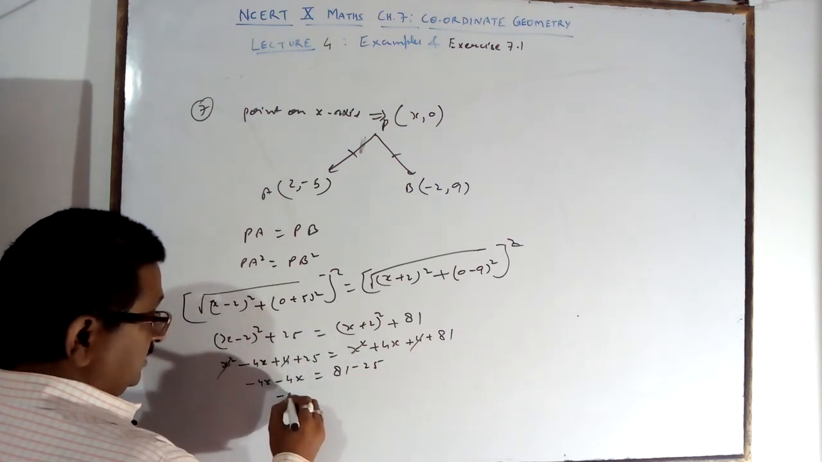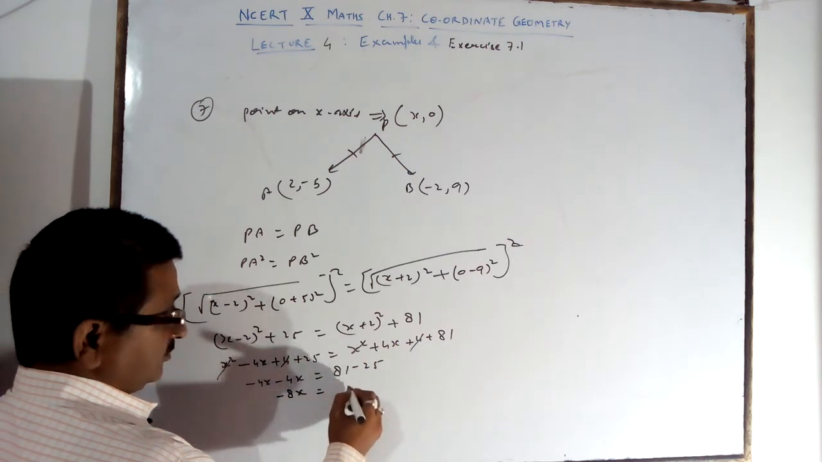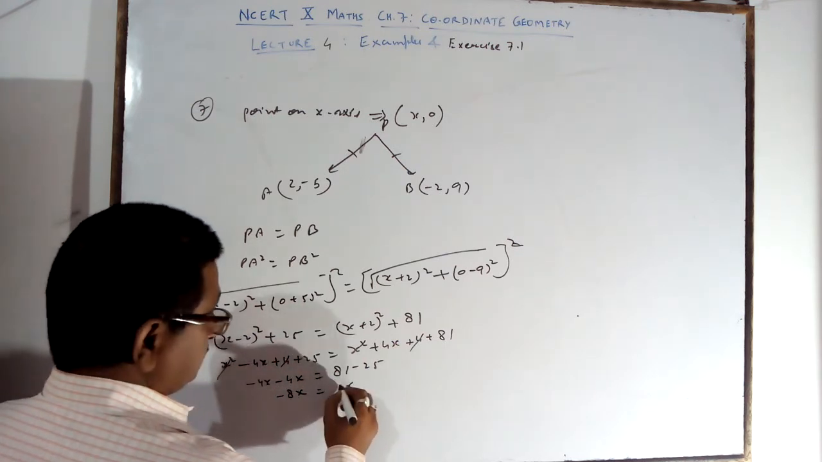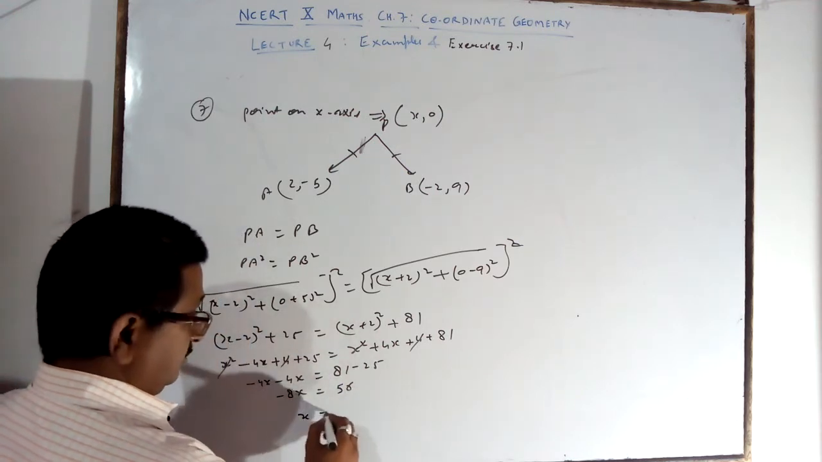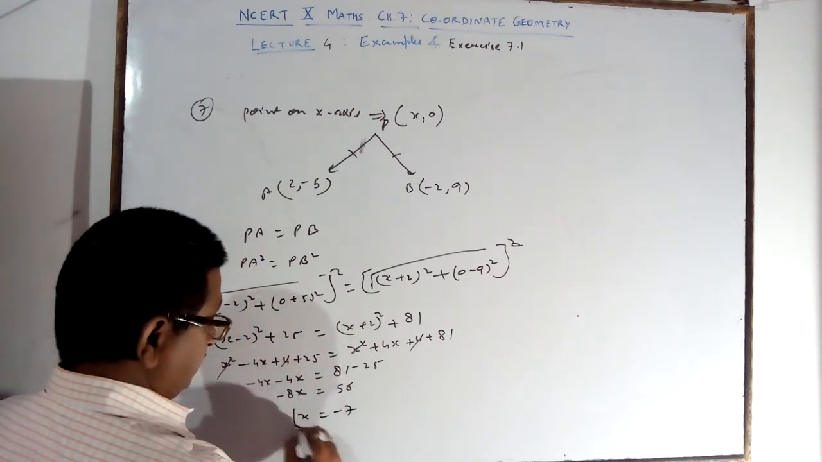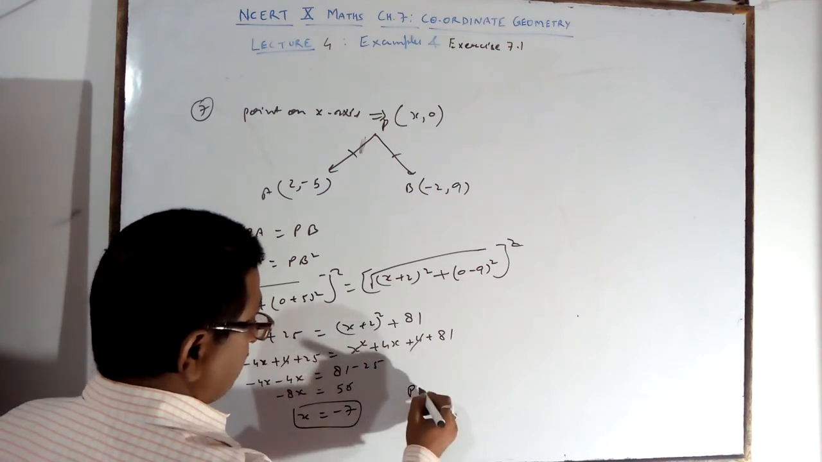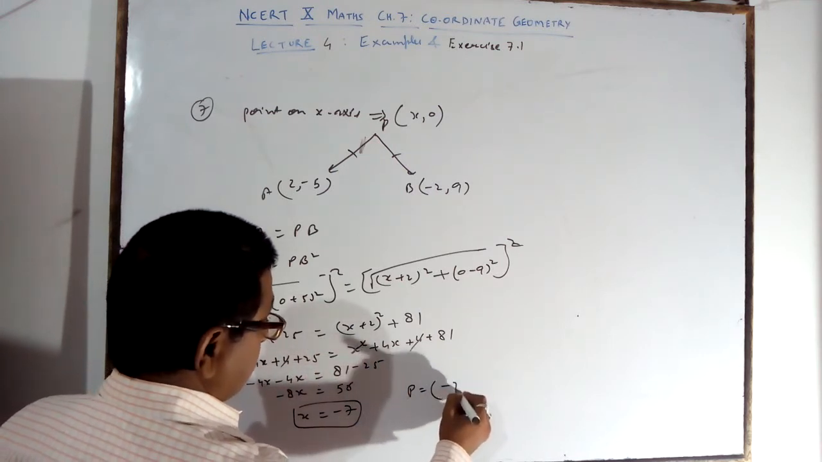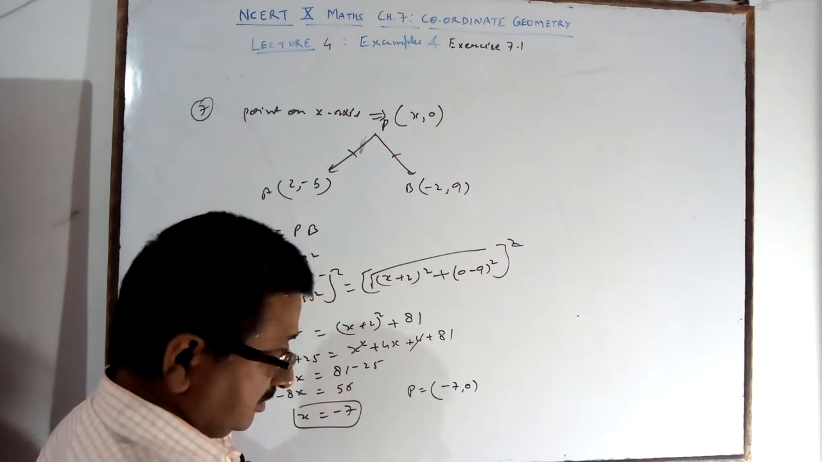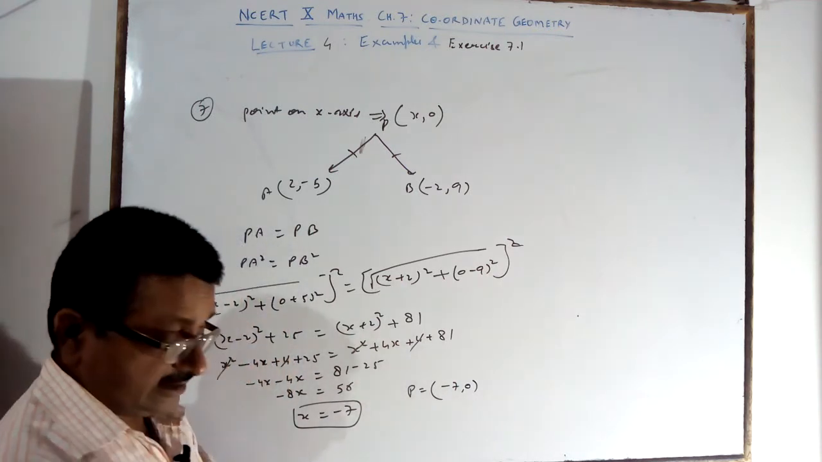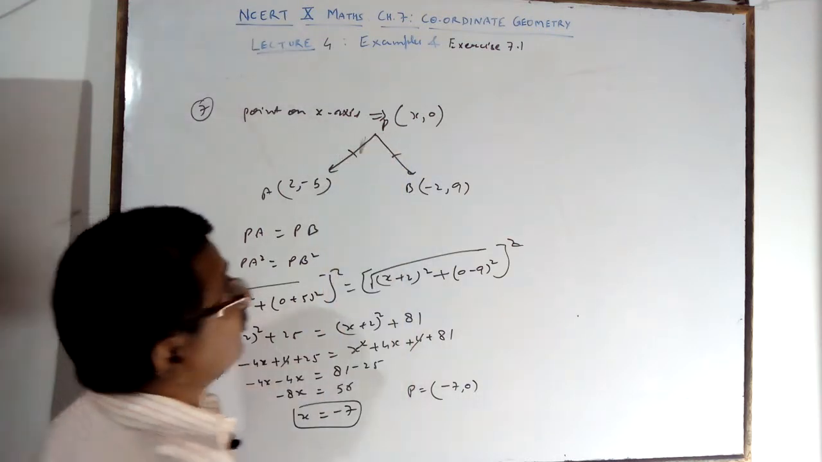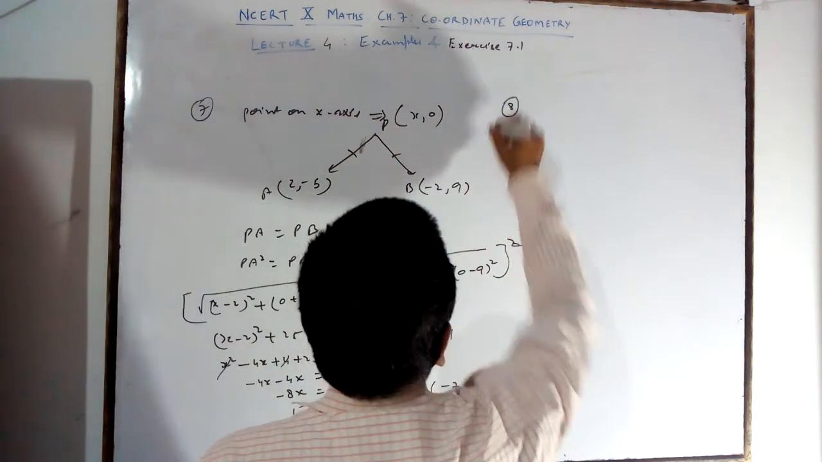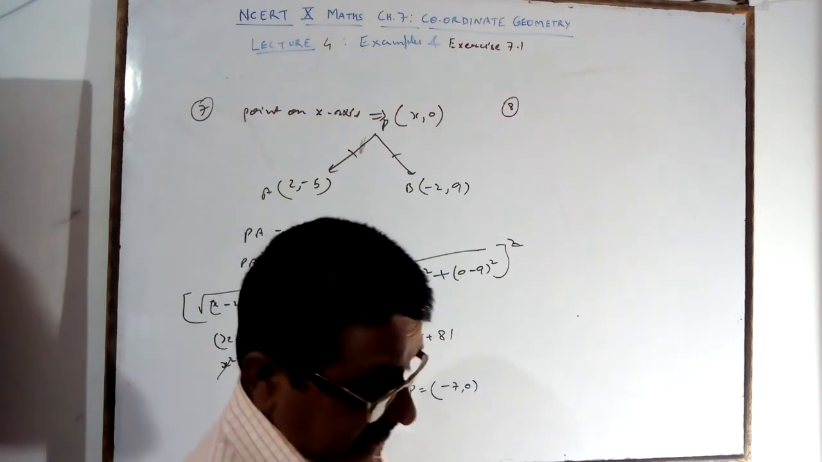So minus 8x is equal to 56, and x is equal to minus 7. What are you getting? Minus 7. Therefore the point is minus 7 comma 0. What are you getting as the point? Minus 7 comma 0, which is equidistant from both the points. Question number 8 is given.